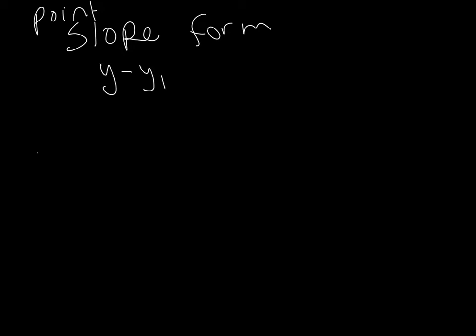Okay, let's talk about point slope form. Point slope form. Okay, the formula for point slope form is this. You have y minus y1 equals m times x minus x1.